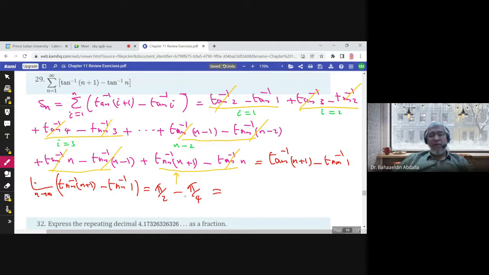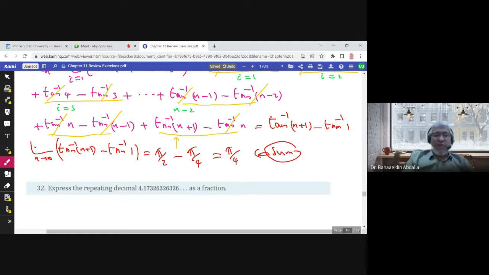So pi over 2 minus pi over 4 is pi over 4. And this is the sum of the series. So the sum of the series would be pi over 4.